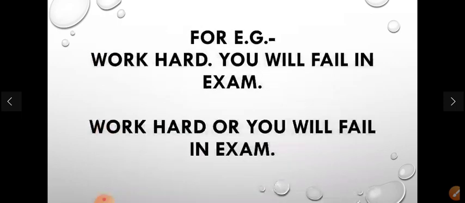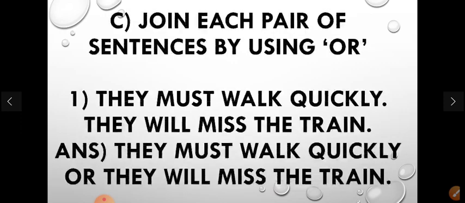For example, work hard or you will fail in the exam. There are two choices: you should work hard or you will fail in the exam. So whenever we have to give any choice to any person, we use or. On this basis, we are going to perform an exercise. Join each pair of sentences by using or. We have to use or and join these sentences.